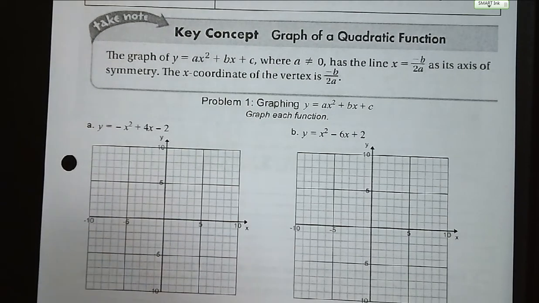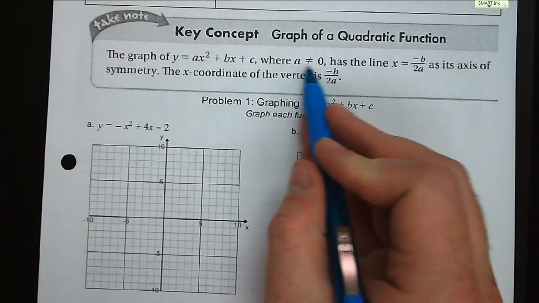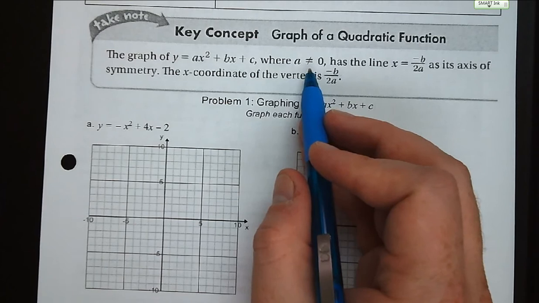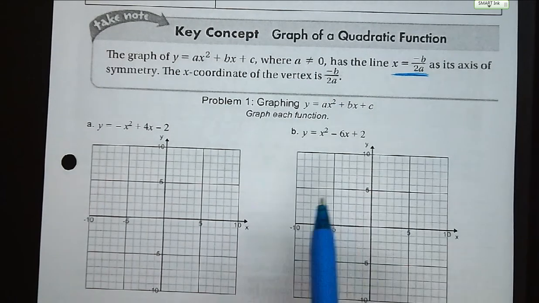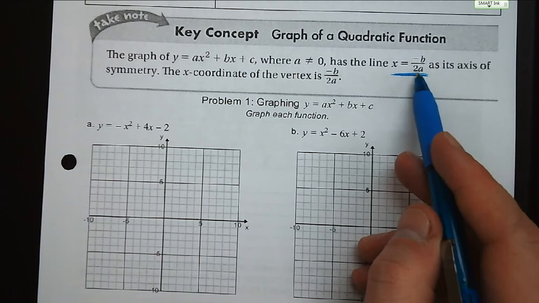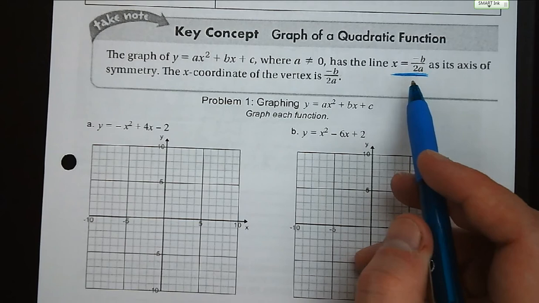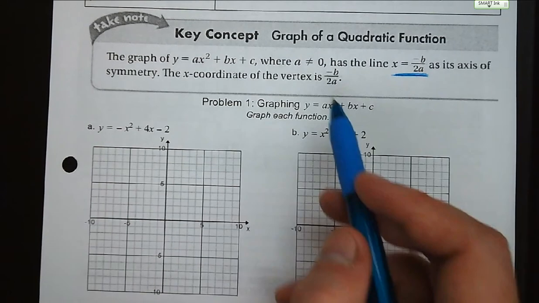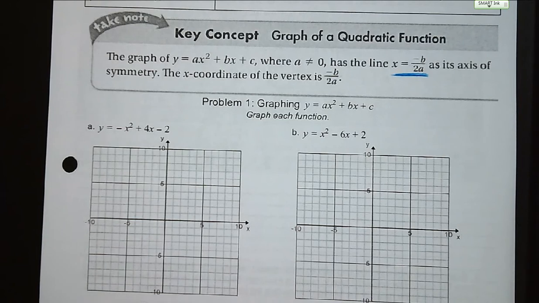So y equals ax squared plus bx plus c, where a is not equal to 0, because if a were 0, this would just be a linear equation. The axis of symmetry is at the opposite of b over 2a, and that also represents the x-coordinate of the vertex, because our axis of symmetry goes through the vertex.